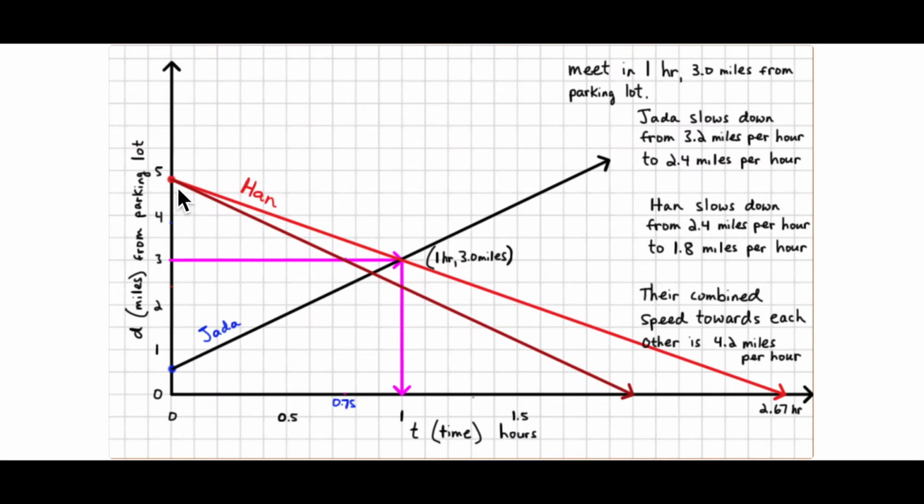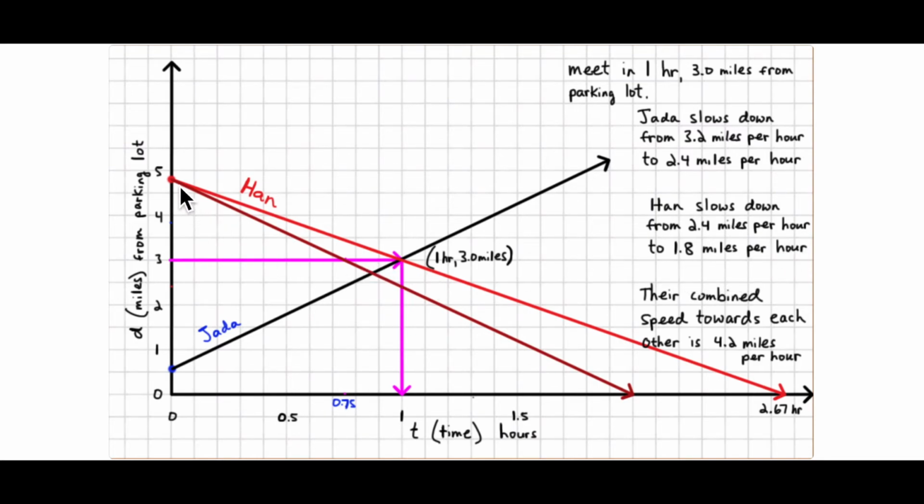And so he has to walk from 4 8/10 miles to 3 miles. That's 1 8/10 miles that he has to walk in 1 hour. So that's his rate, 1 8/10 miles per hour. So Han has to slow down from 2 4/10 miles per hour to 1 8/10 miles per hour.